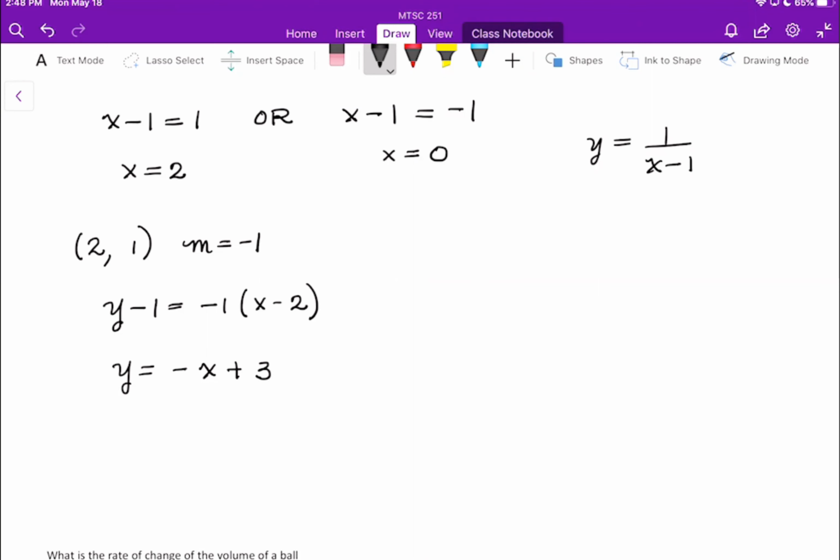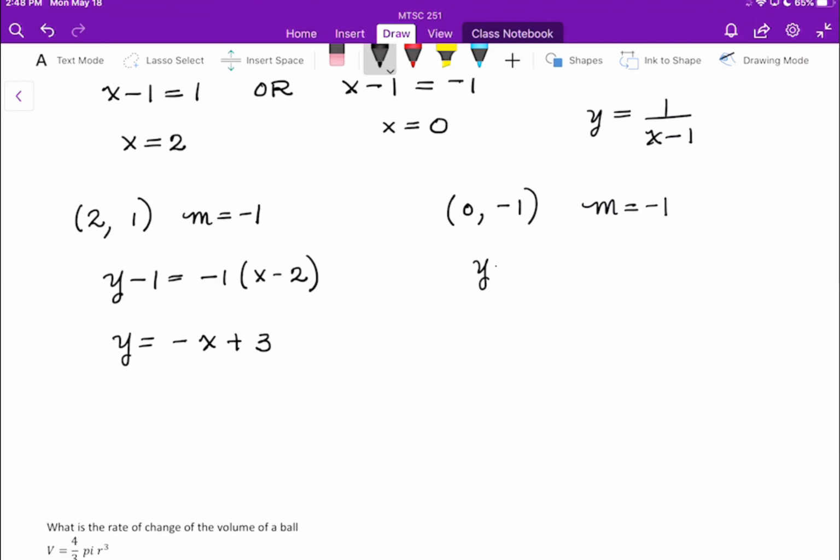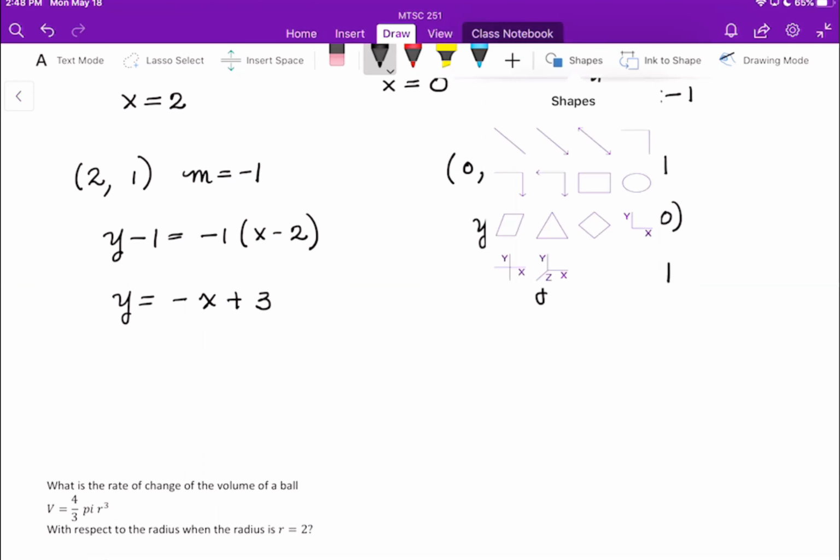And then if x equals 0, y is equal to -1. And our slope m is -1. So we get y minus -1 is equal to -1 times x minus 0. So this is y is equal to -x minus 1. So those are the two equations of the lines that we are looking for.